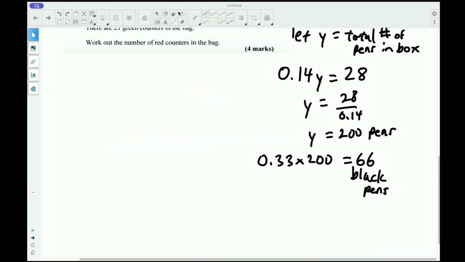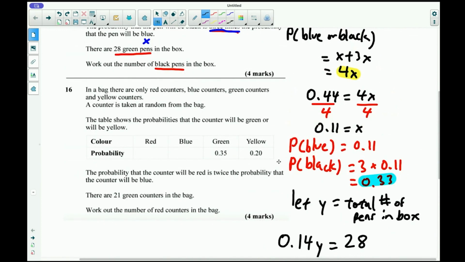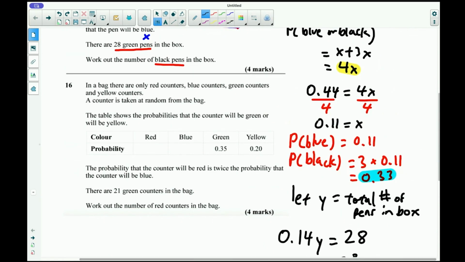Did anyone have a chance to try out the second one? Maybe what I'll do is I'll just put the answer on the screen. For that second question, we should end up getting, I believe it's 18 red counters, for anyone that tried it out. So 18 red counters. I'll scroll back up to this question if you want to take a picture of the question. So there are going to be 18 red counters. You can go ahead, take a picture of that, and write this answer down as well.